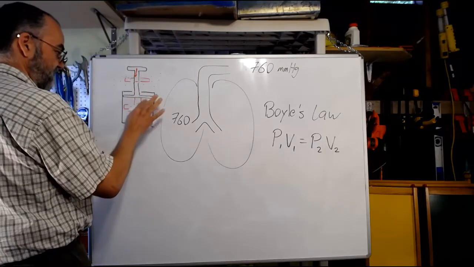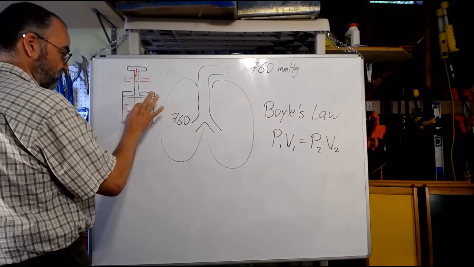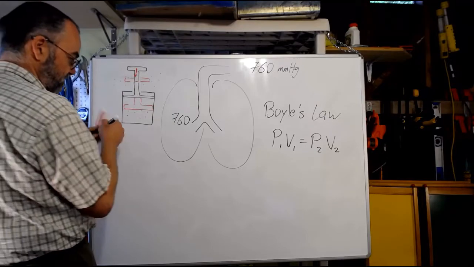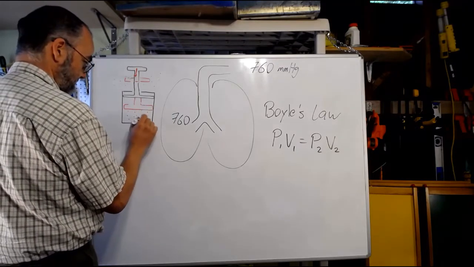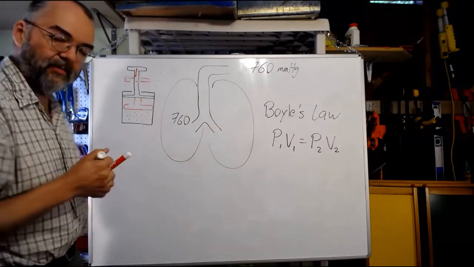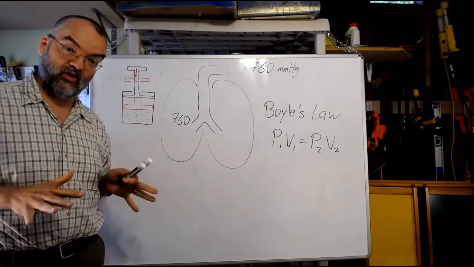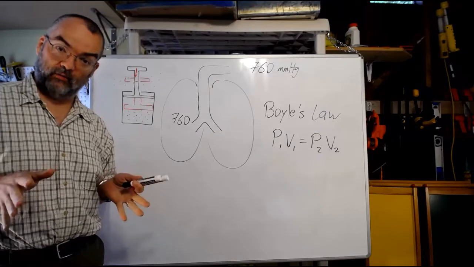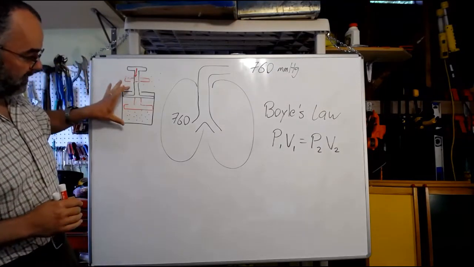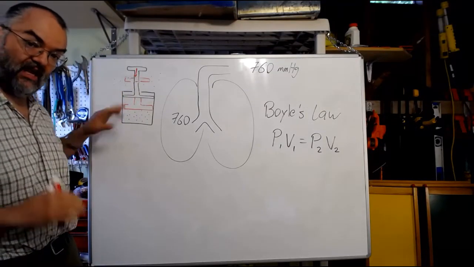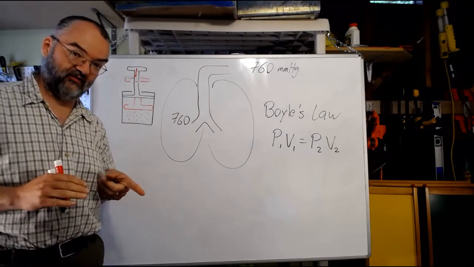When I do that, same number of molecules, but now they're in a smaller space. So as they're bouncing around in there, they're going to be exerting more pressure. They're going to be hitting the walls more often, bouncing into them and exerting more pressure. In other words, when I reduced the volume, I increased the pressure of the gas inside.